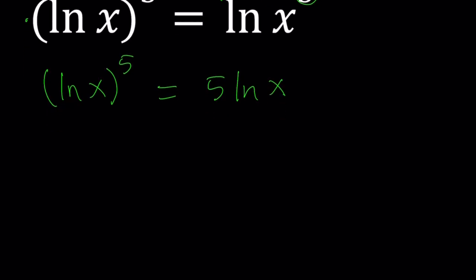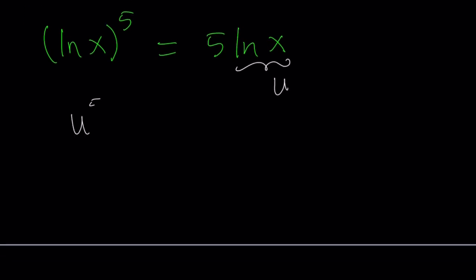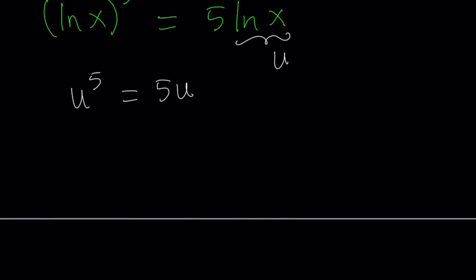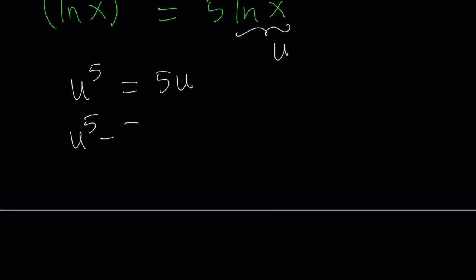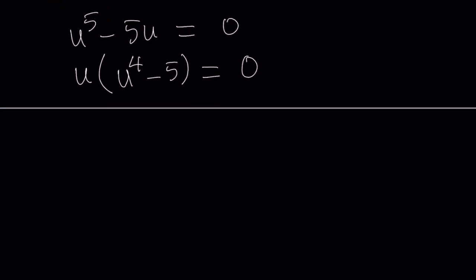Now we can use substitution. Let's go ahead and replace ln x with something. How about u? Okay. That gives us u to the fifth power equals 5u. You can divide both sides by u as long as u does not equal 0, but let's not do that. Let's go ahead and put everything on the same side so we can solve for u. Let's subtract 5u from both sides and then factor out u. u times (u to the fourth power minus 5) equals 0. So the first factor gives us u equals 0, obviously. And the second one gives us u to the fourth equals 5.